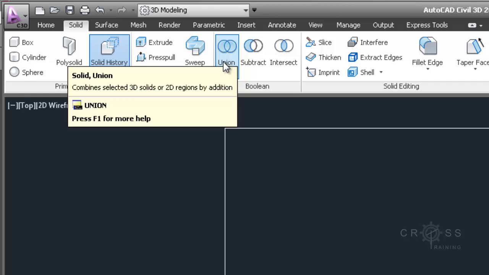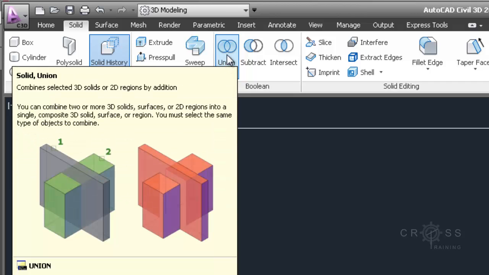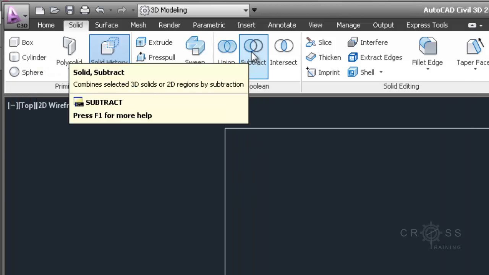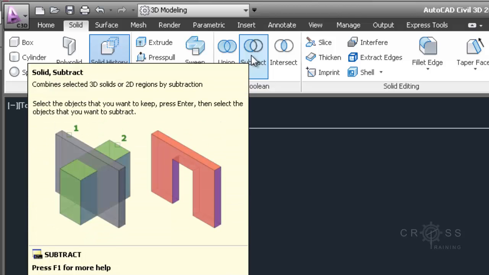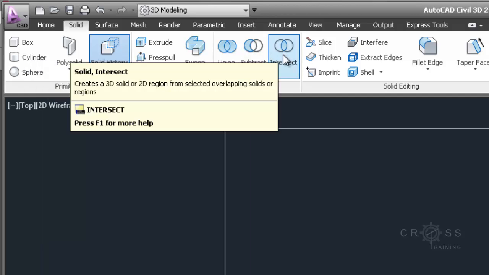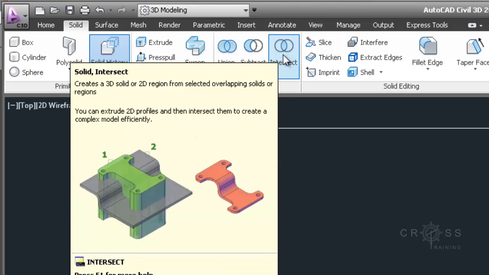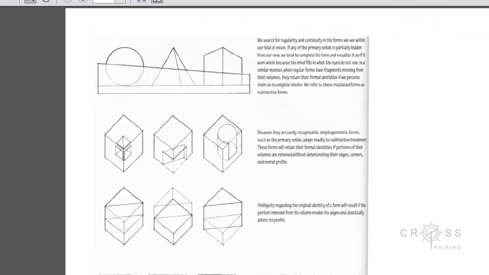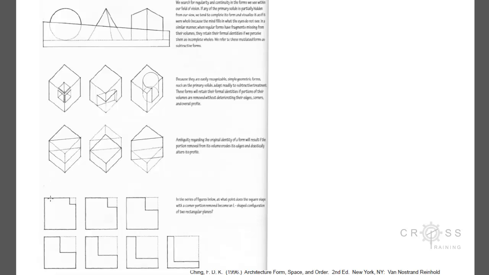Boolean operations. You can merge two solids together. You can subtract a couple of solids. So this is looking at what's not there. But in order to see what's not there, you have to see the whole. And then maybe you only want the intersection of the two objects. So down here is more examples of looking at what's not there.